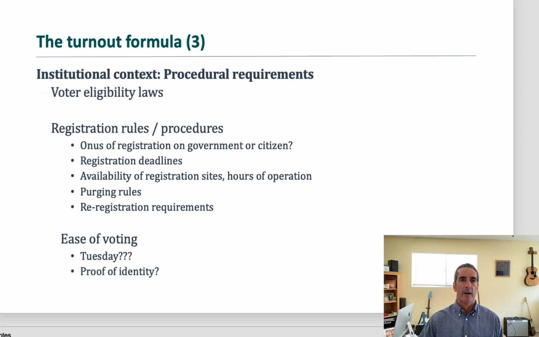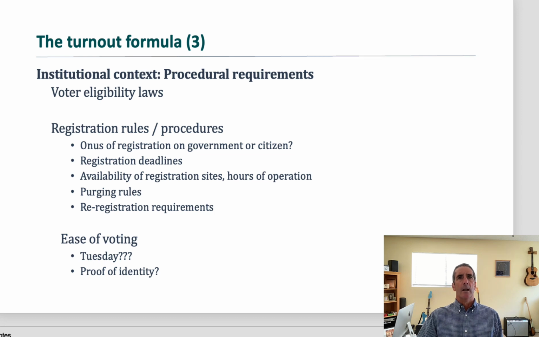Okay. And then the third part of the turnout formula has to do with the procedural aspect of the institutional requirements, the institutional context. What are the rules for eligibility and the process of voting itself? Those rules are not neutral. They can either encourage participation or they can make it harder. So what are the voter eligibility laws? What are the registration procedures and rules? How easy is it to register? Is the onus of registering, the burden of registering to vote, on the citizen to seek it out, or is it on the government to seek out the citizens?